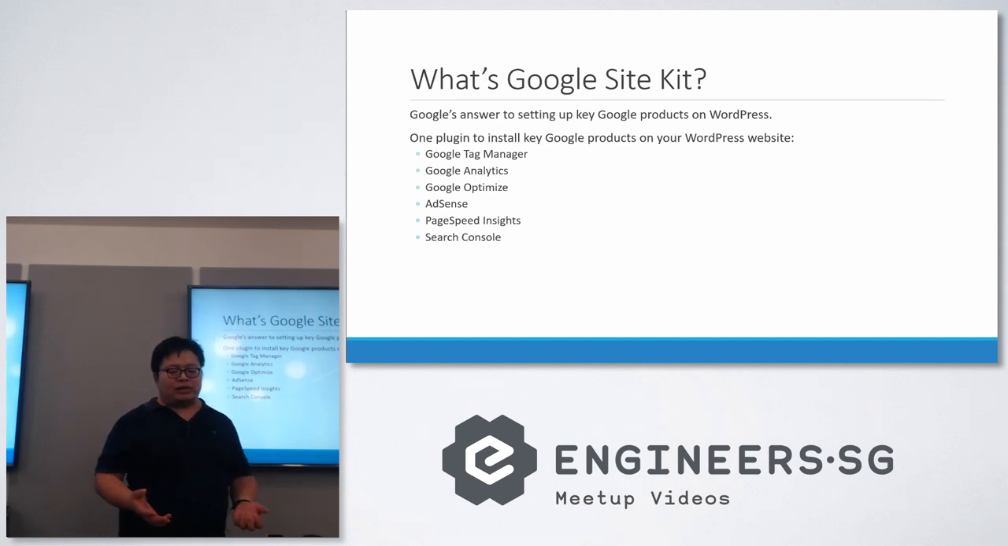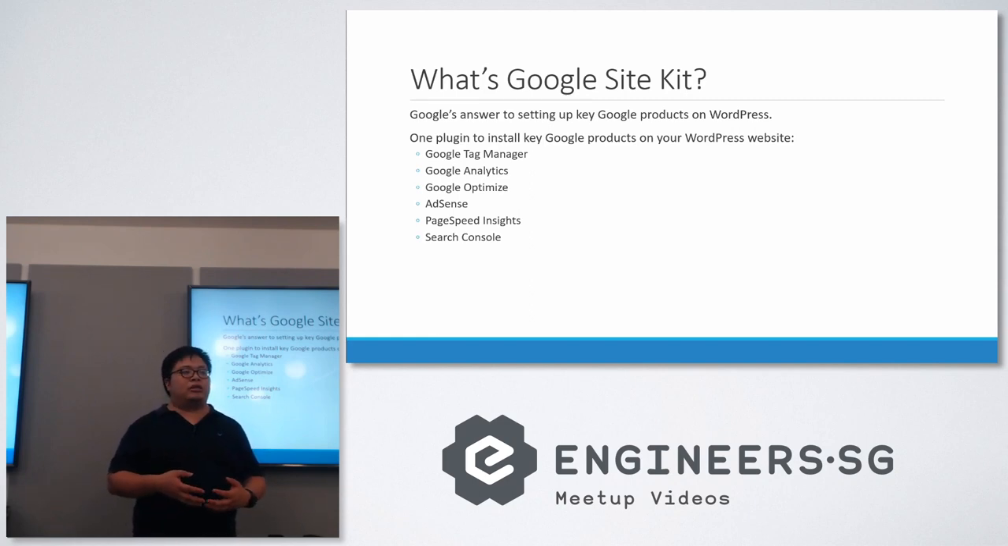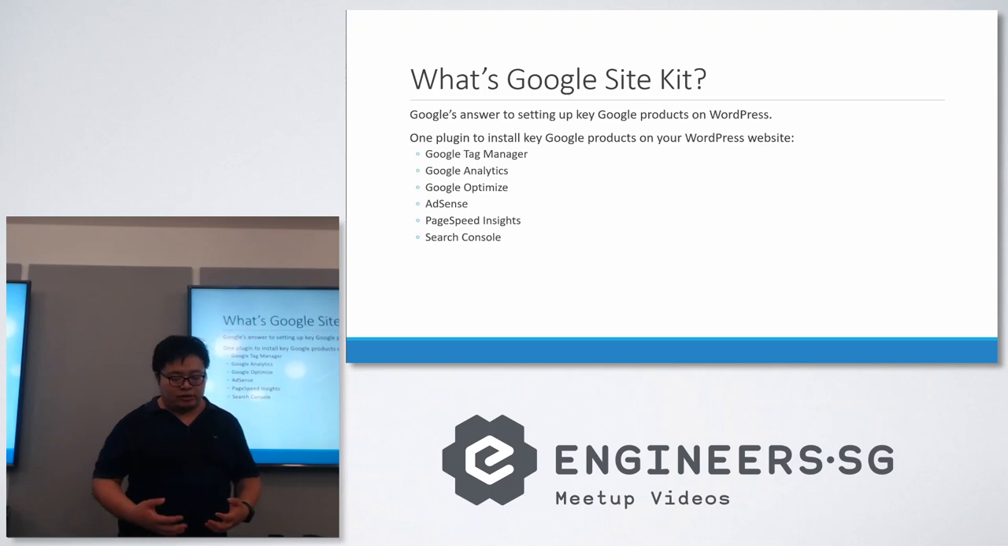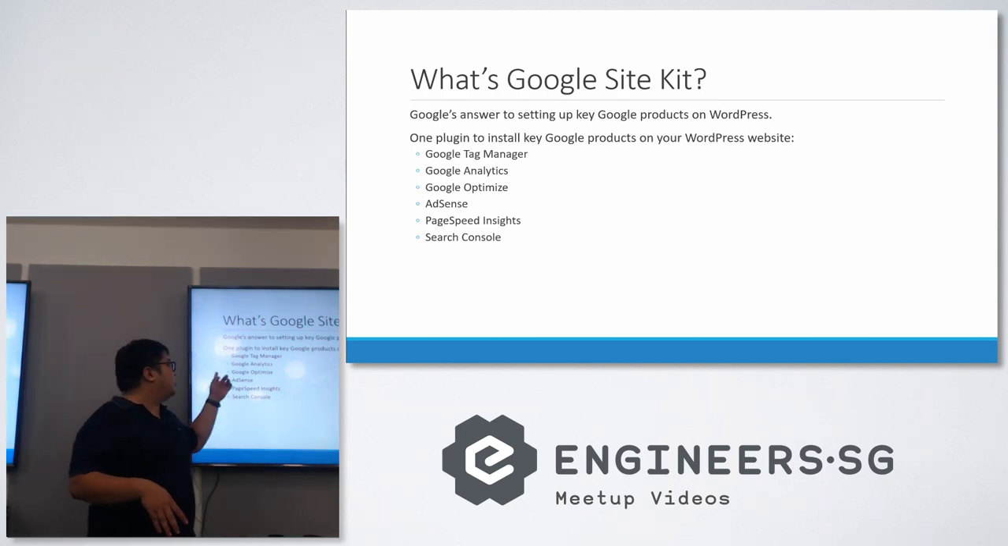So what Google SiteKit does is that it's actually an answer to setting up Google products on WordPress. It's something that is run by Google. They came up with this plugin because they want to install key Google products on a WordPress website. So this is the full list that they have.